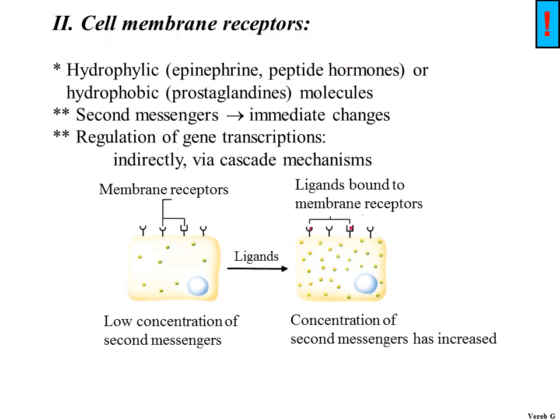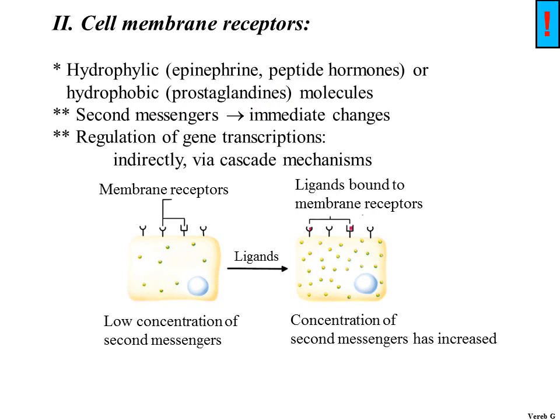We have discussed that obligatorily this group of receptors must be serving for binding all the hydrophilic ligands, like as example we can say epinephrine or peptide hormones, but also some hydrophobic ligands can be bound by cell membrane receptors, and here we mention the example of prostaglandins.